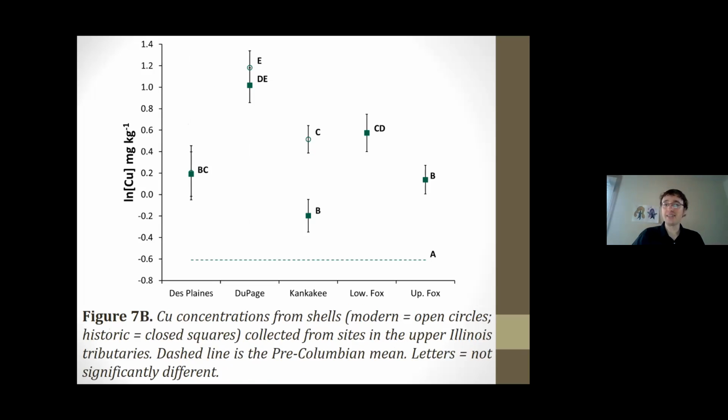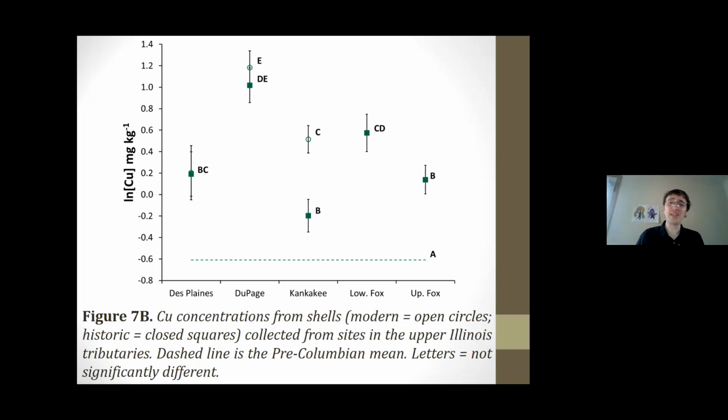Taking a look at copper, again, kind of looking at our exemplars, once again, all of those sites were above background significantly, but once again, they all behaved differently. The Des Plaines and DuPage Rivers were not significantly different historical versus mid-20th century, but in the Kankakee River, copper apparently increased by quite a large margin, significantly in the shells compared to those historic shells.